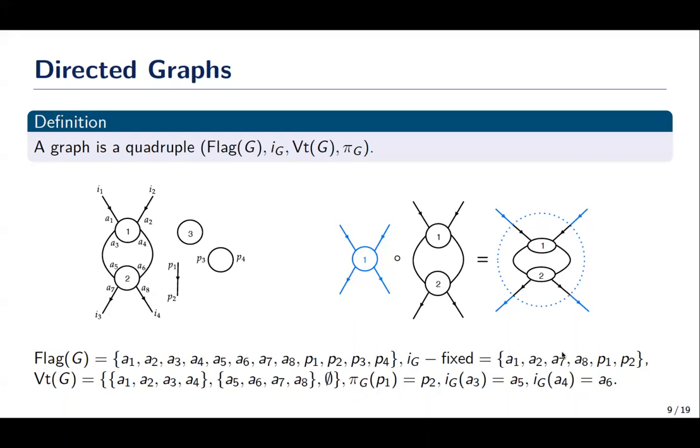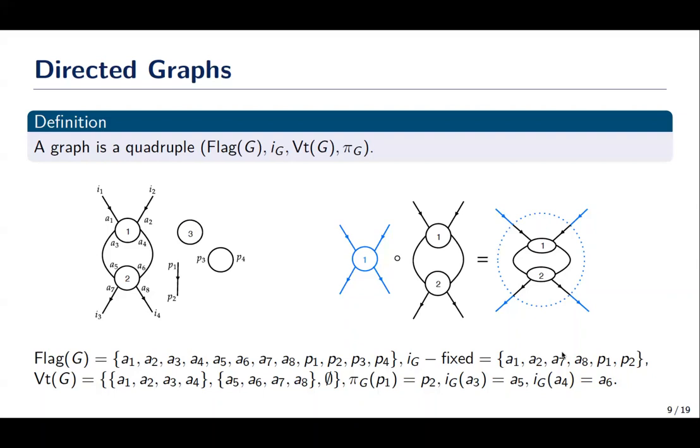The picture on the left is an example of a graph where you can see that all the a_i's and p_i's are flags, and the vertices of G give a partition of flags. Each part of the partition represents a vertex. For example, here A1, A2, A3, if you see this partition, these edges represent vertex 1. And A5, A6, A7, A8 represent vertex 2. And since vertex 3 doesn't have any flags, we have this empty set here.